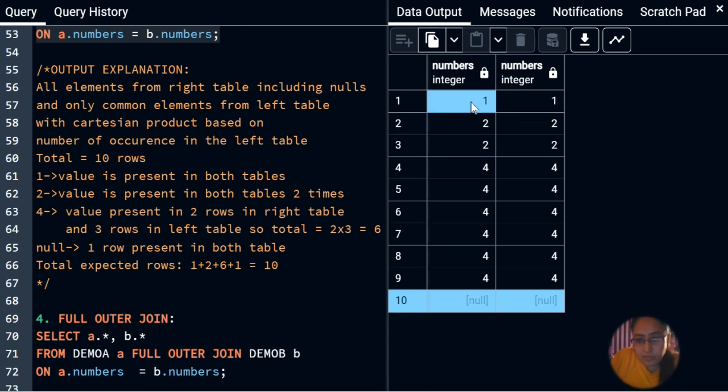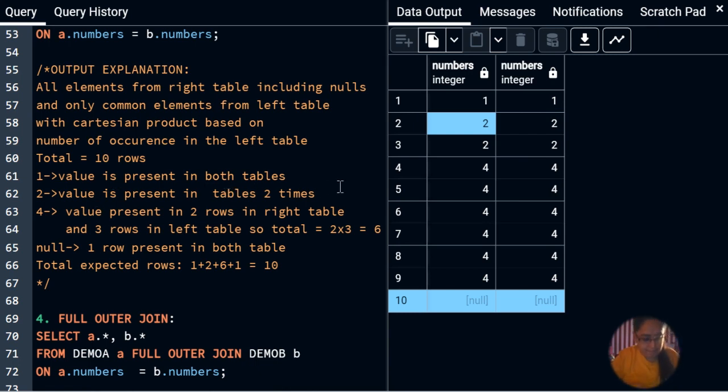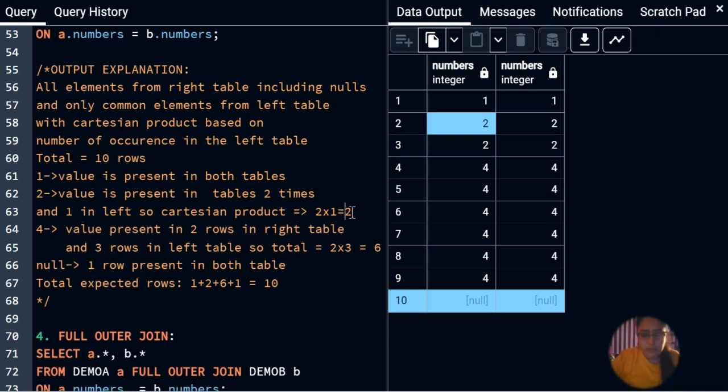For value 1, one row is present in both the tables, so we get one row. Now for value 2, we see one row in the right table and 2 rows in the left table, so the Cartesian product is going to give me 2 times 1, which equals 2. So we are getting 2 rows.